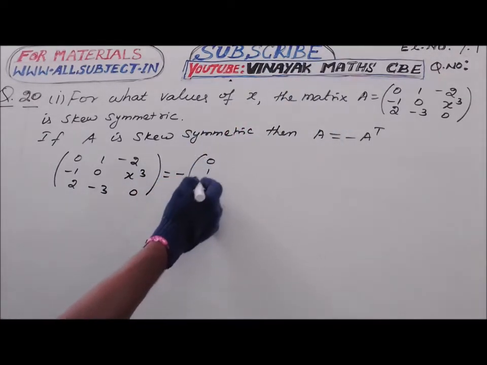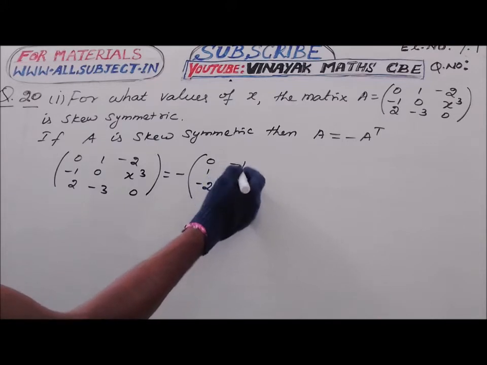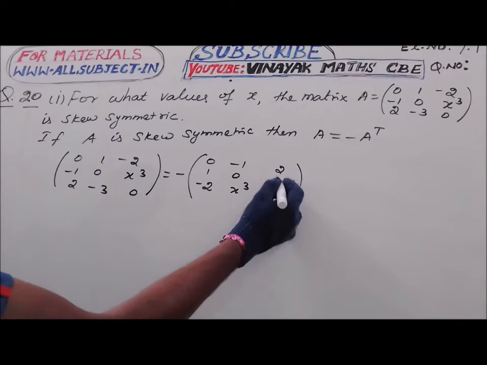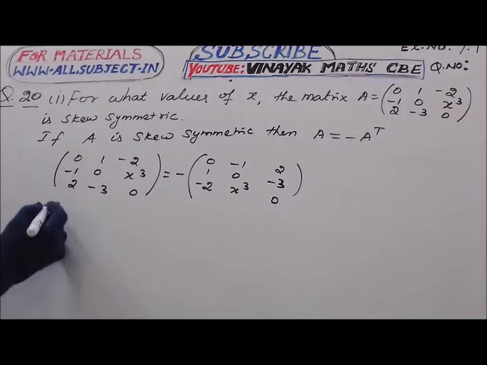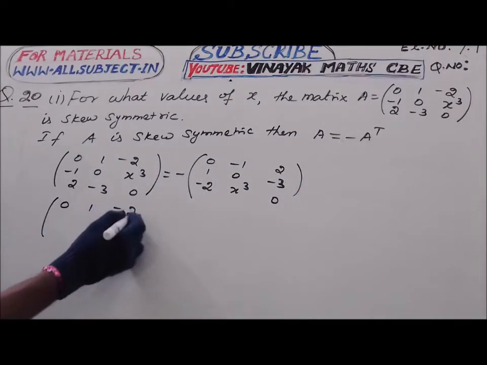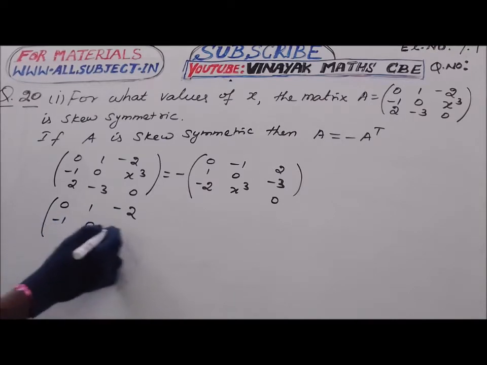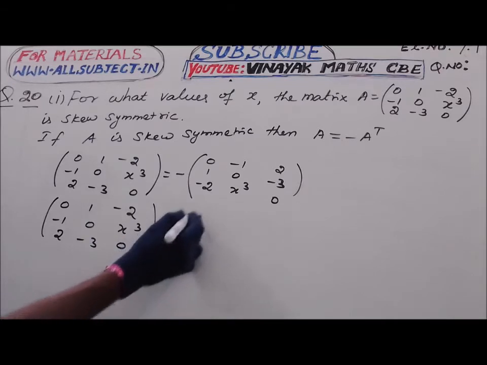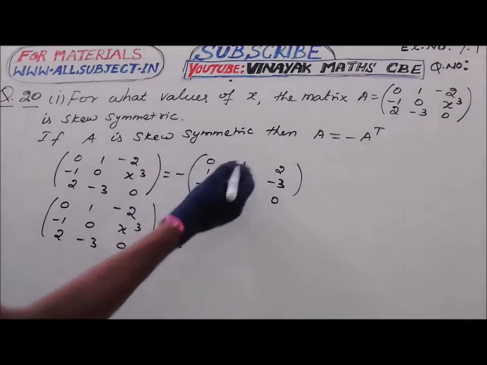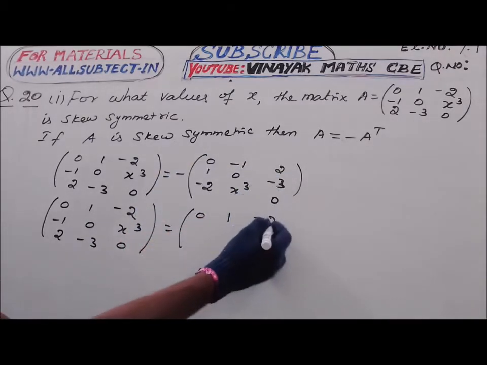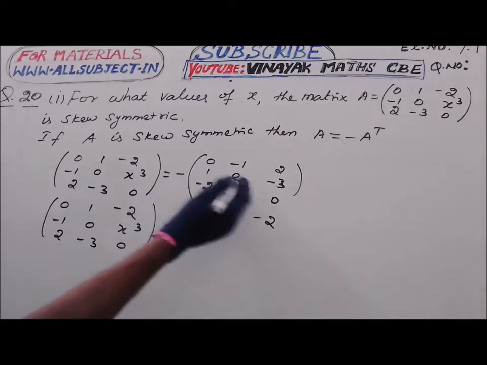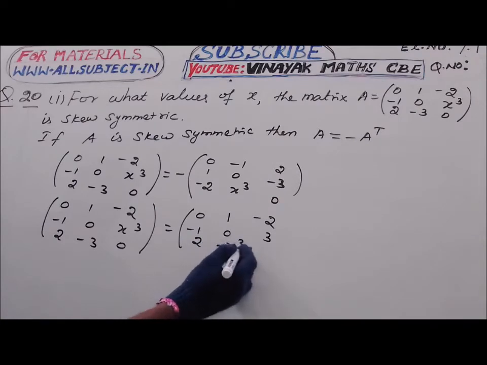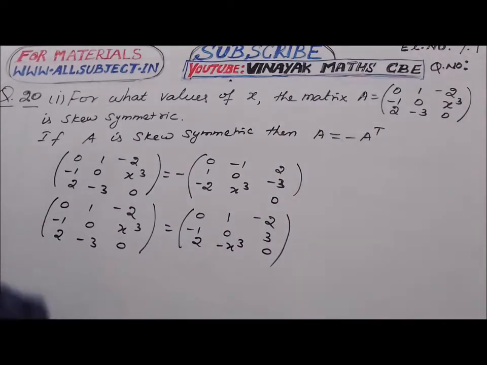Transposing it, we get [0, 1, -2; -1, 0, x³; 2, -3, 0]. Now multiply minus inside: [0, -1, 2; 1, 0, 3; -2, -x³, 0]. Now these two are equal matrices.